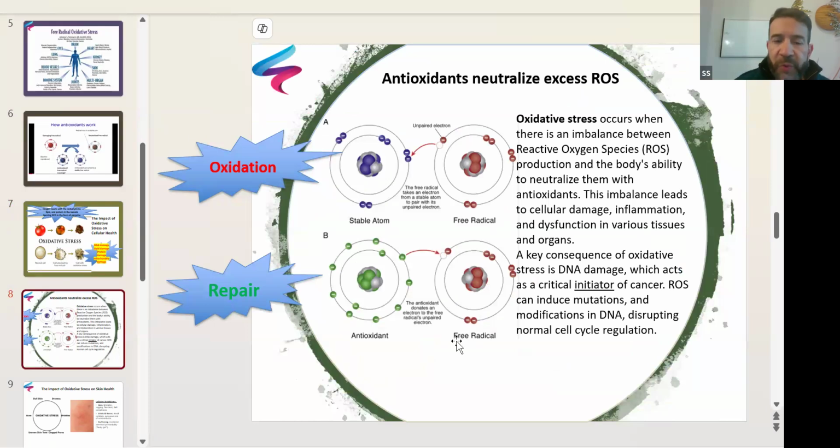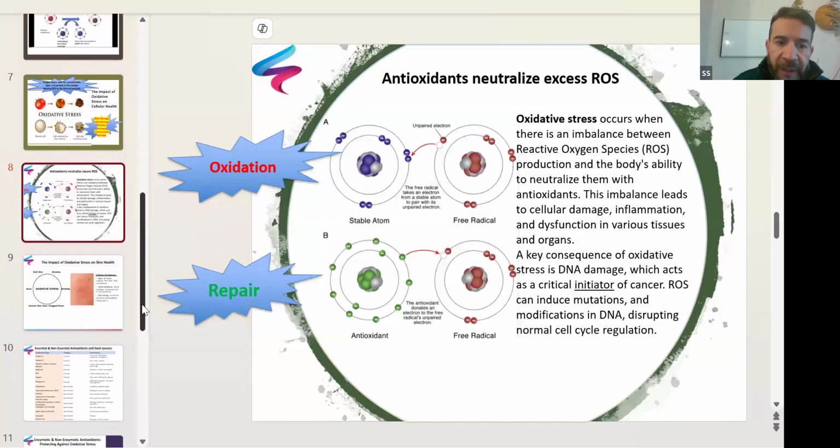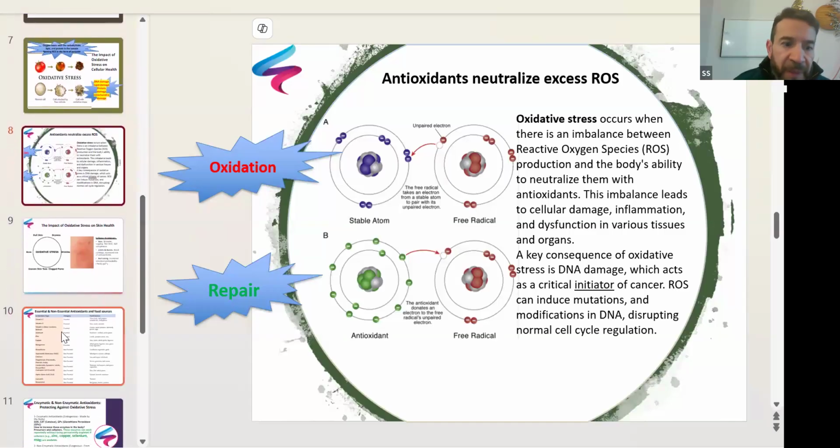But the problem is when we have more oxidation than repair, then it will show either at the joint level or neurologically, or it's going to have some kind of a negative impact on us. So it's very important to have enough antioxidants in the body. We're going to talk about some of the sources so we can make sure that we have enough of that in our bodies so we're not running a deficit.